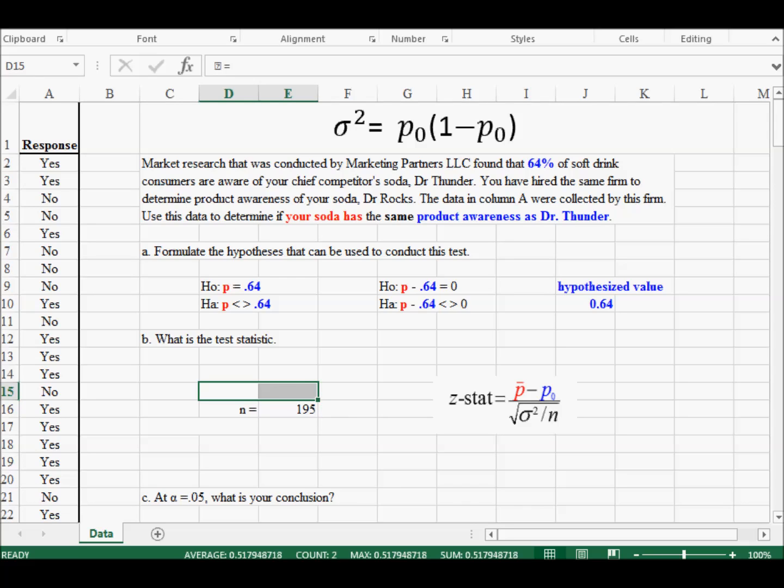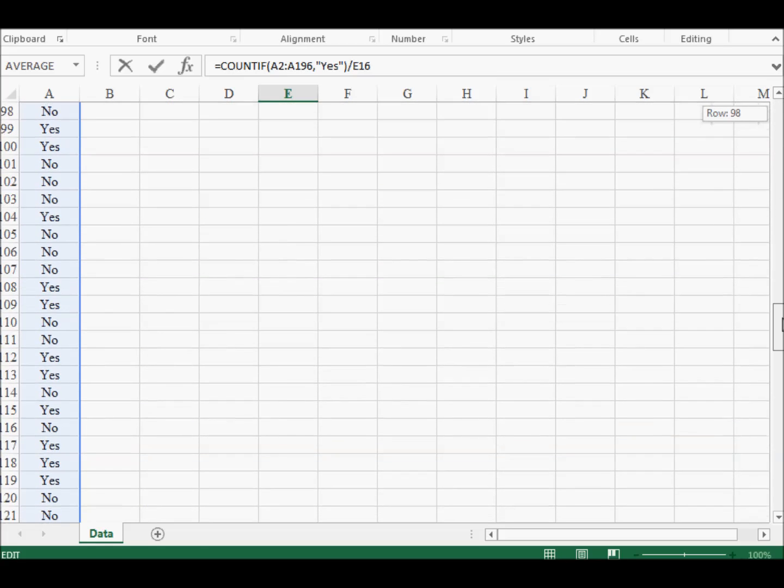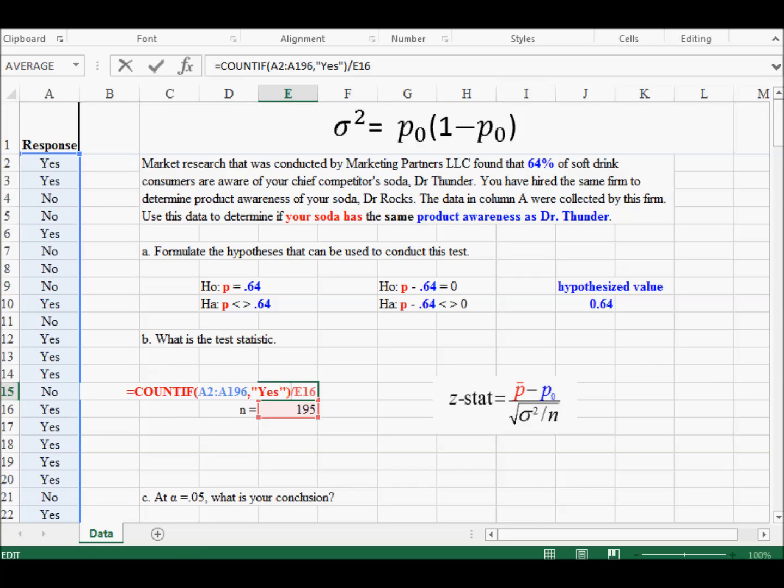The P bar is just the count of yeses in this big blue box here that goes all the way down to cell 196. So we want to count all the yeses. And how do we count all the yeses? Well, we type equal COUNTIF, and then we type A2 to A196 because that's where the yeses and noes are, and then comma, quote unquote, yes, unquote. We divide that count by the sample size, which happens to be 195, which is located in cell E16.